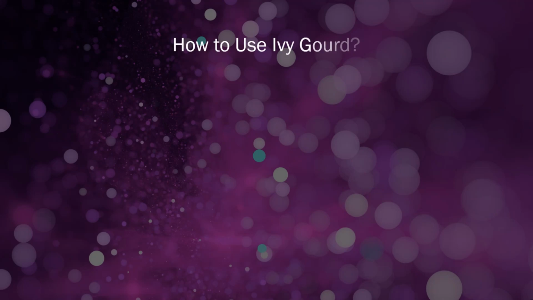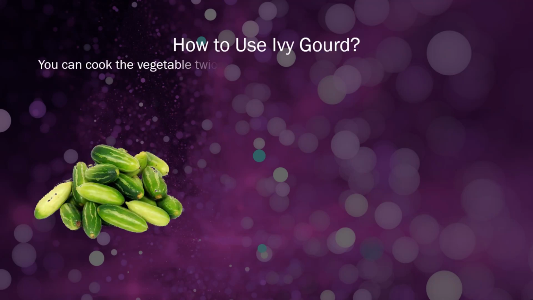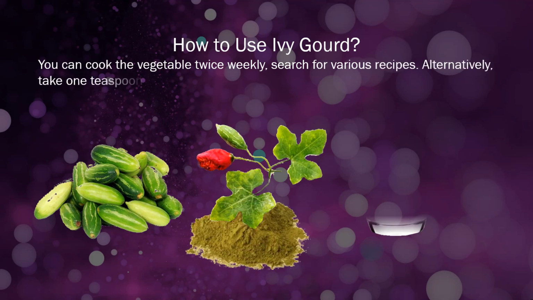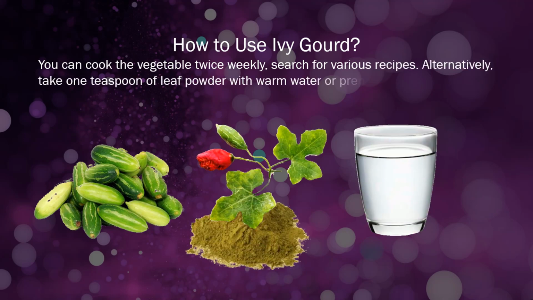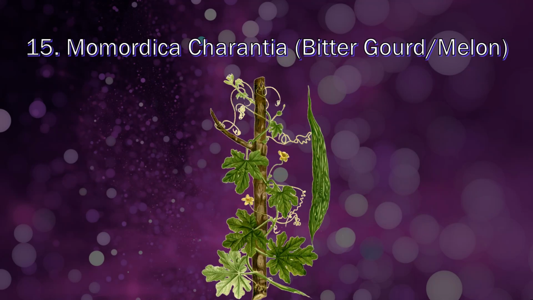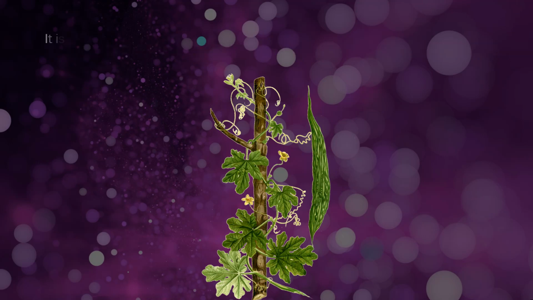How to use ivy gourd. You can cook the vegetable twice weekly. Search for various recipes. Take 1 teaspoon of leaf powder with warm water or prepare tea and drink. 15. Momordica charantia, bitter gourd or bitter melon. It is a bitter tasting vegetable, thus got this name.